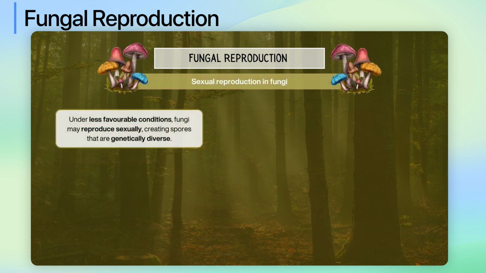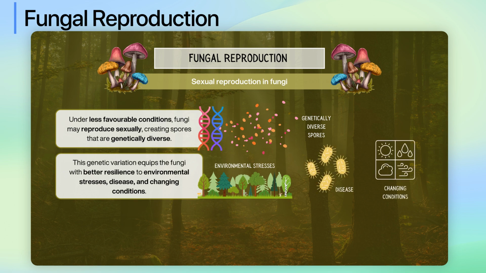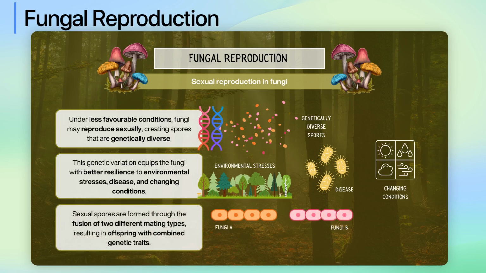Under less favorable conditions, fungi may reproduce sexually, creating spores that are genetically diverse. This genetic variation equips the fungi with better resilience to environmental stresses, disease, and changing conditions. Sexual spores are formed through the fusion of two different mating types, resulting in offspring with combined genetic traits.